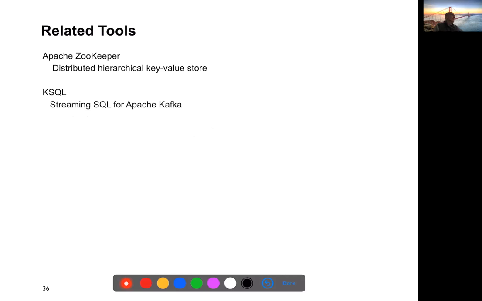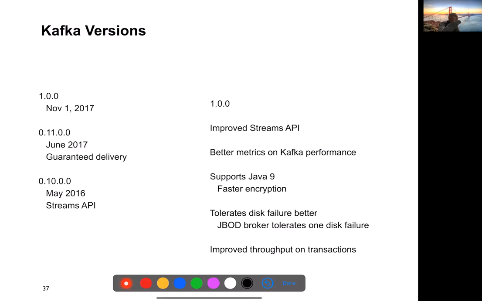There are a couple of tools that are related. Apache Zookeeper is needed. And KSQL is designed to stream SQL over Kafka. Some history of Kafka: version 1 came out 3 years ago, but it was in production before then.